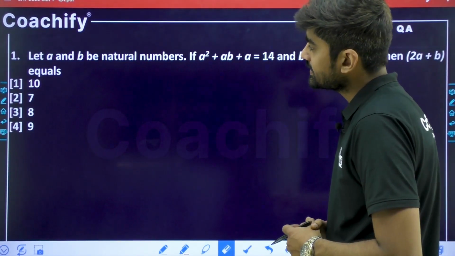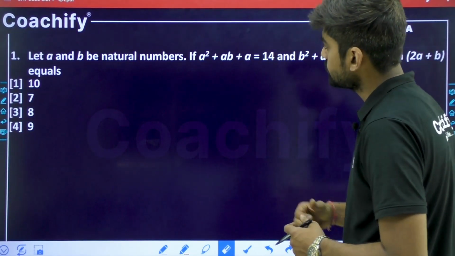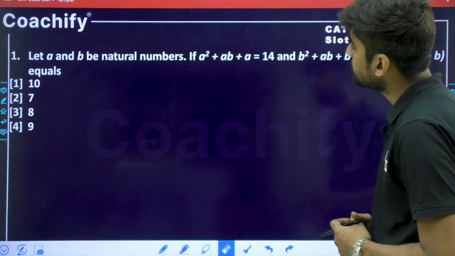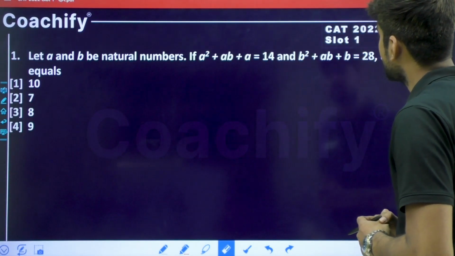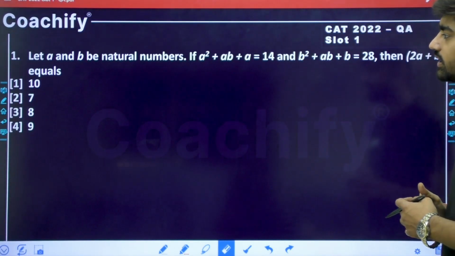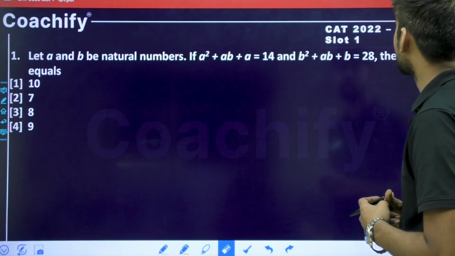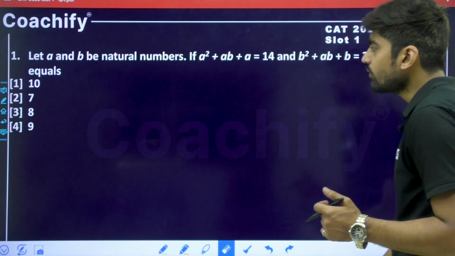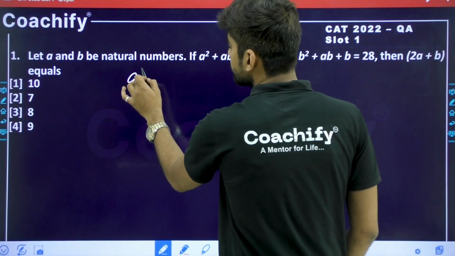The question says A and B are two natural numbers and we are provided with two expressions. One is A square plus AB plus A is equal to 14 and the other one is B square plus AB plus B is equal to 28. What we need to find out is the value of 2 times A plus B. How we can start with this question is let's write the two expressions first.